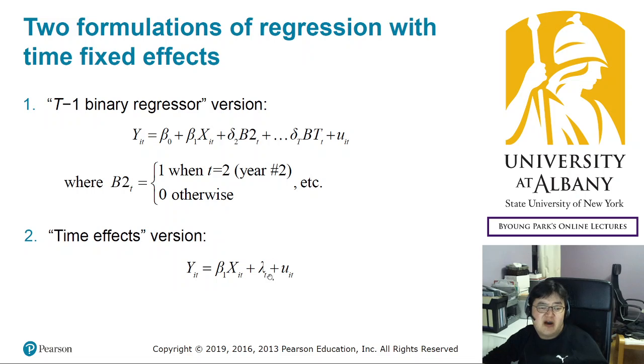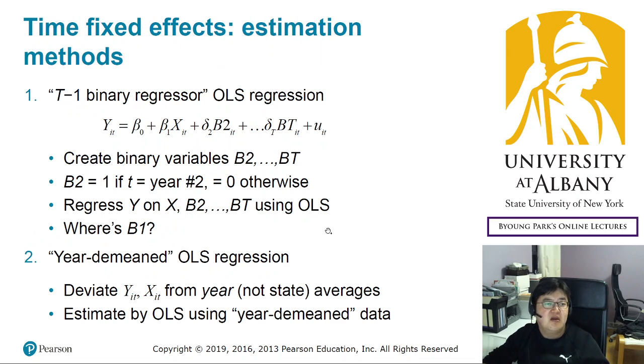Alternatively, you may just write it this way. Of course, this is much simpler to write. So other than the slope, your intercept changes over time. Lambda t. Lambda is the intercept, which depends only on time. So this is called the time effects equation, time effects model. Then how can we estimate? You may include T minus 1 dummy variables.